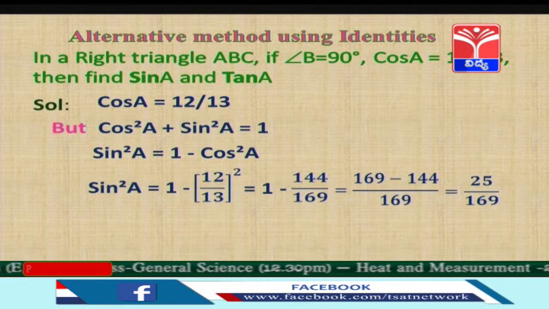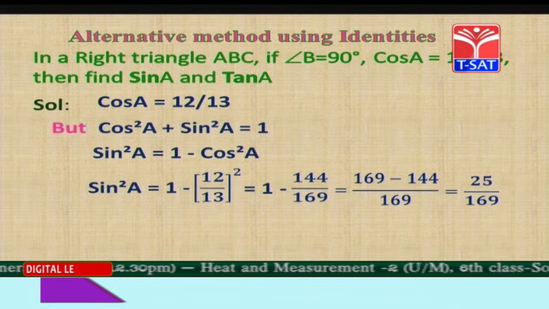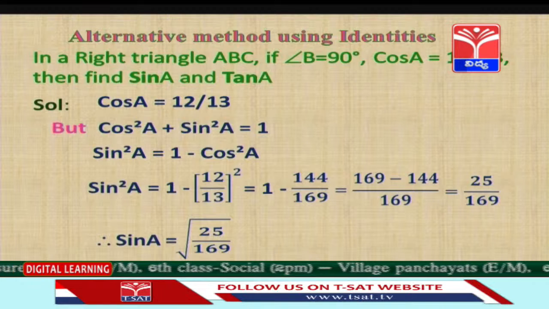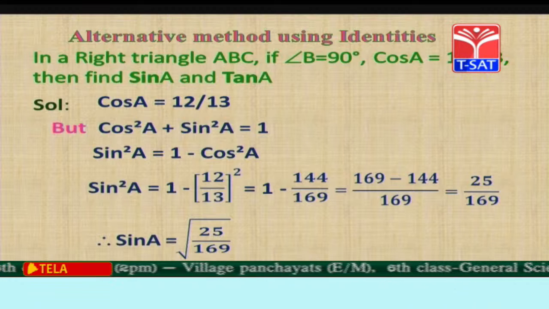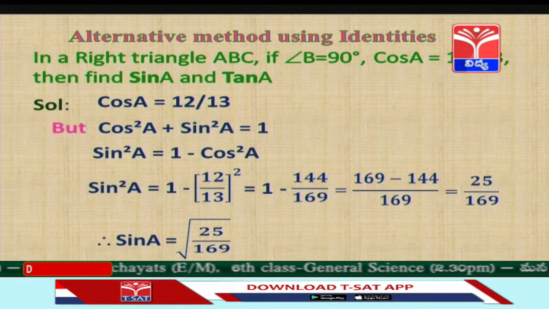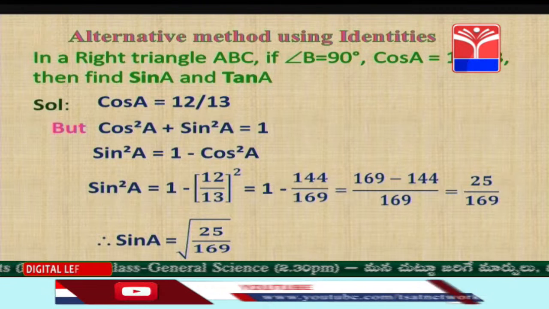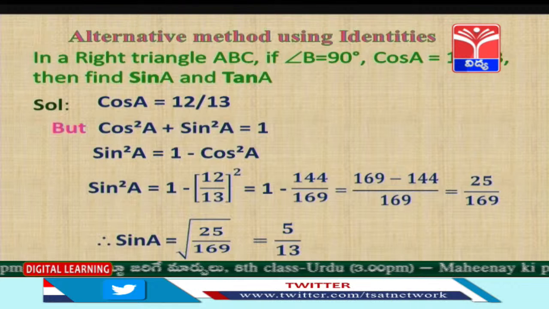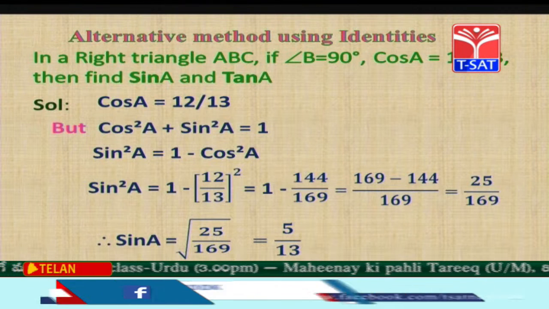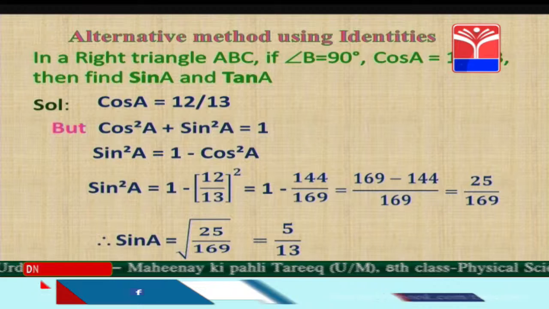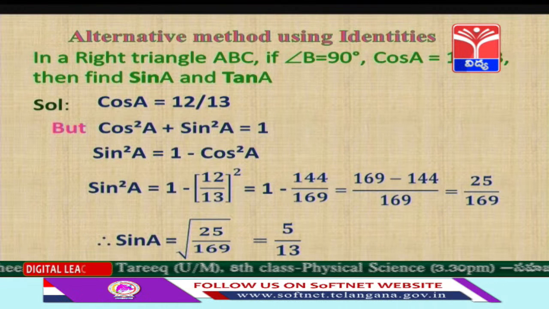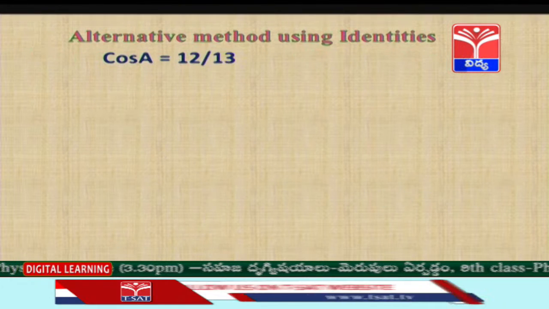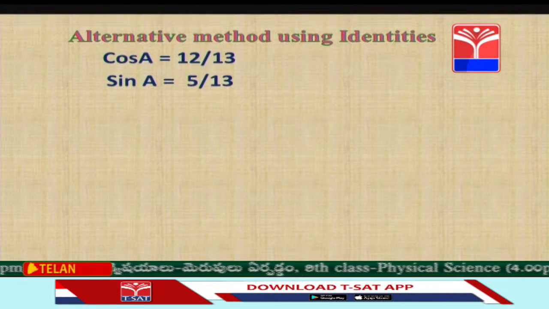Therefore, sin A is equal to under root of 25 by 169, which is equal to 5 by 13. So, by this we are able to identify that by using the identities we have found the other ratios also. Please see. Now, with this how to find out the tan condition? We know cos A is equal to 12 by 13, sin A is equal to 5 by 13.